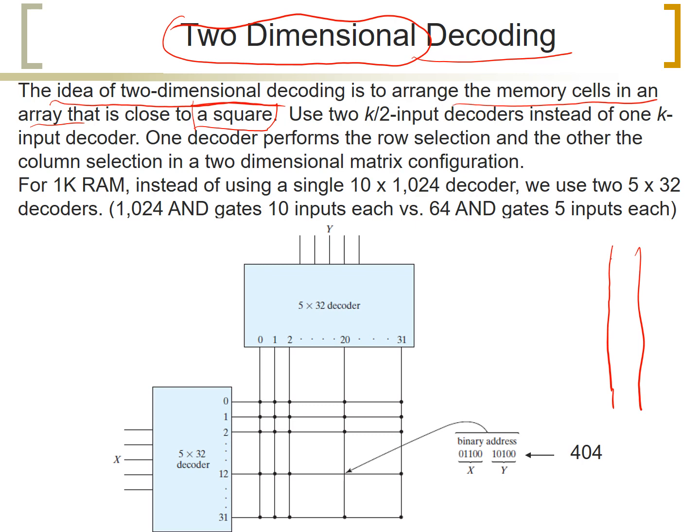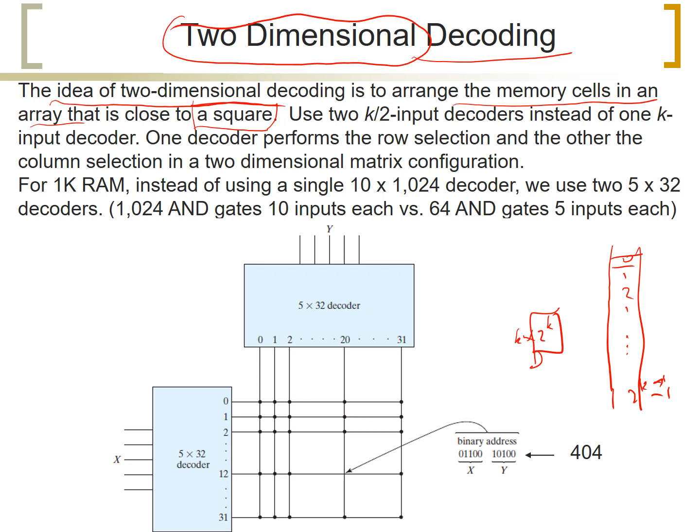So all the words are here: 0, 1, 2, 3, until 2 to the power k minus 1. Minus 1 is here. So we need a decoder which is k multiplied by 2 to the power k decoder.